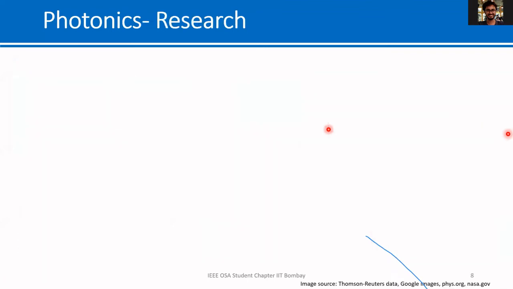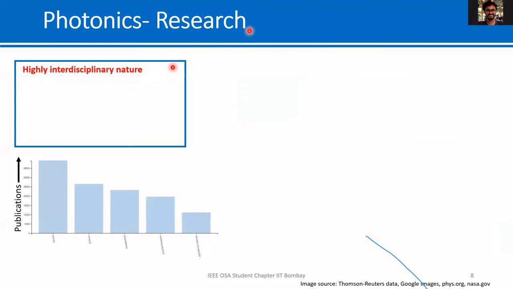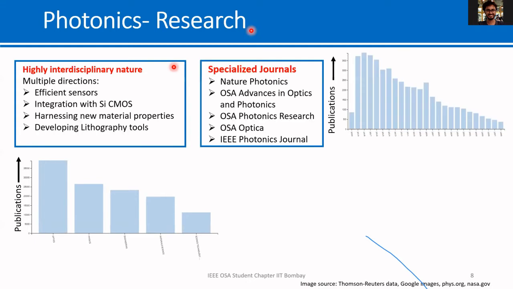Talking about the research in photonics, the research is highly interdisciplinary, as can be seen from the publications which have come about in journals relating to different fields, from optics to physics to material sciences and engineering. And what are the different directions in which the research in photonics happens? The directions are towards making efficient sensors, towards integration of photonic devices with silicon technology, about which I'll discuss in the coming slides. The research also looks at harnessing new materials and their properties for different kinds of photonic applications, and also developing lithography tools.